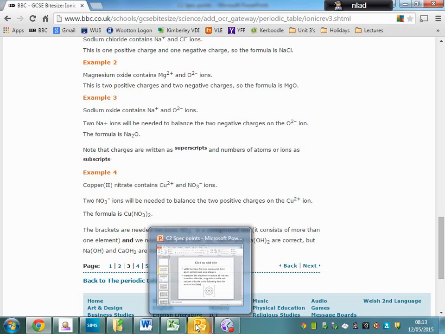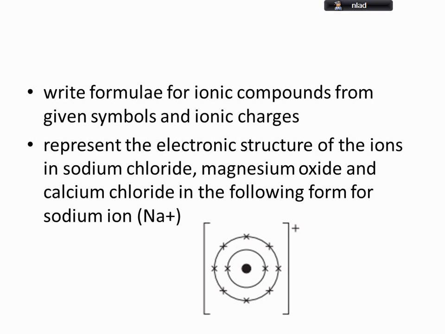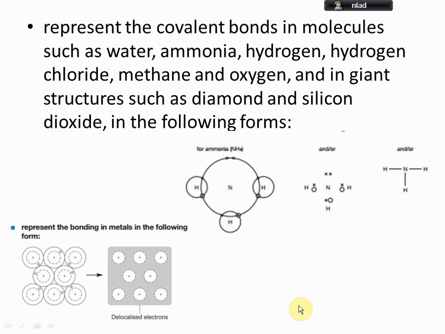All right, so getting back to the PowerPoint. You need to be able to represent the electronic structure of ions in sodium chloride, magnesium oxide, and calcium chloride in the following form. So here's a sodium Na ion. Make sure you know how to do the structure of each of those, which was just mentioned on the previous slide. The ion, remember, is going to have a full outer shell. If it's got one extra electron, it's going to lose that extra electron. If it had 7 electrons beforehand, it's going to gain an extra electron to get a full outer shell.